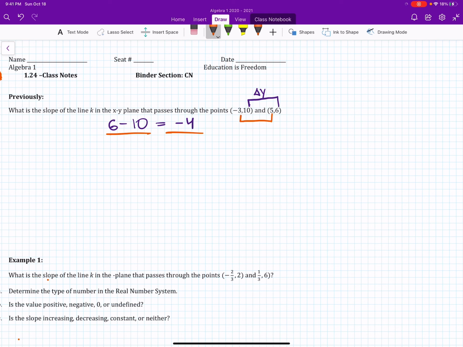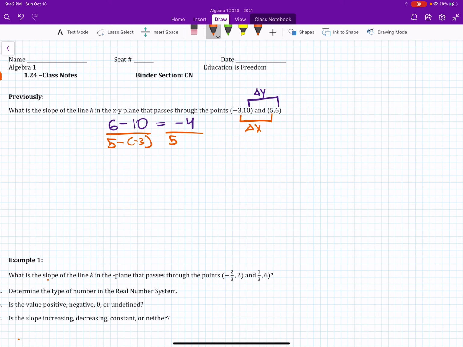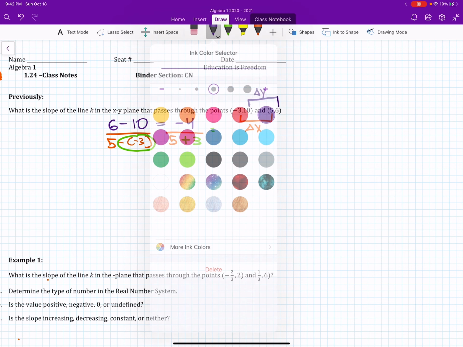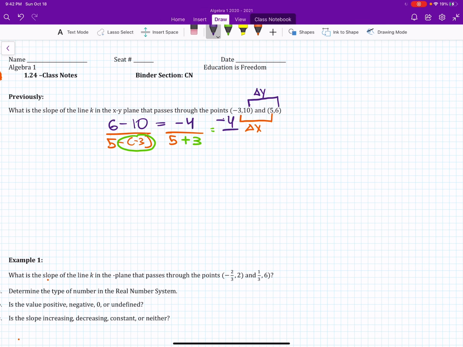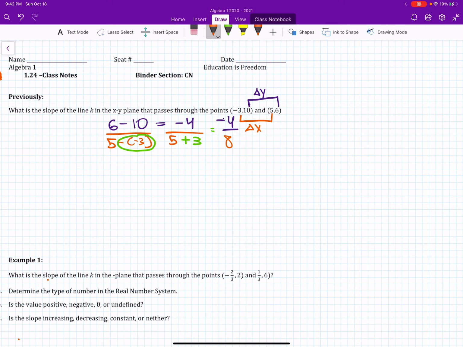We would divide by the x values, that change of x. There's differences, that common difference. So that's really just 5 minus -3. And because I'm subtracting by a negative, we're pretty much just adding together. So when we subtract by a negative, we're really just adding, which gets us to -4 over 5 plus 3 is 8, which comes down to -1/2.